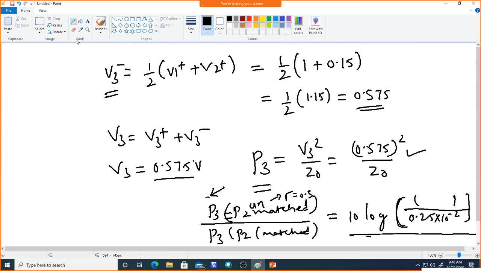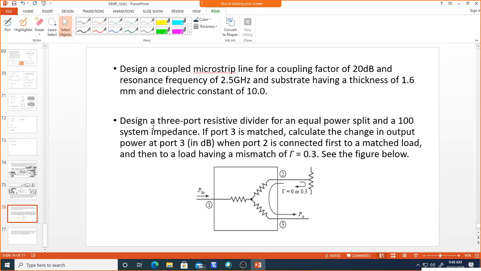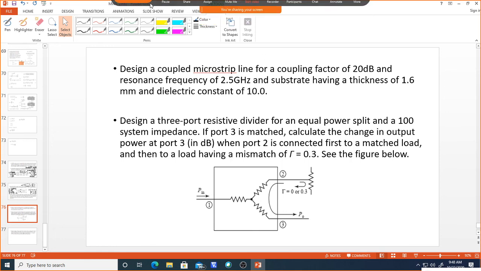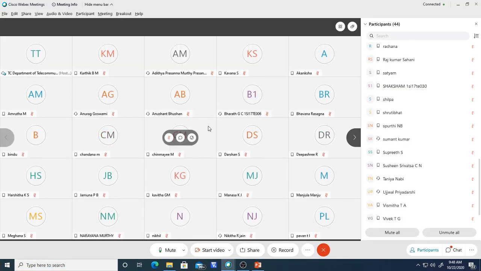So this is the problem for this 3-port resistive power divider. Is it understood? Any doubt? Okay, we will stop here and we will continue with some of the other problems. And the portion for test 2, anyhow we have completed 2 units, we will keep the 2 units.